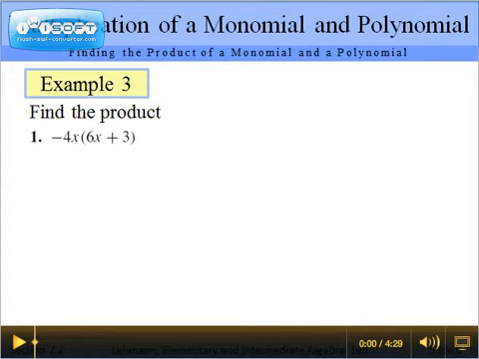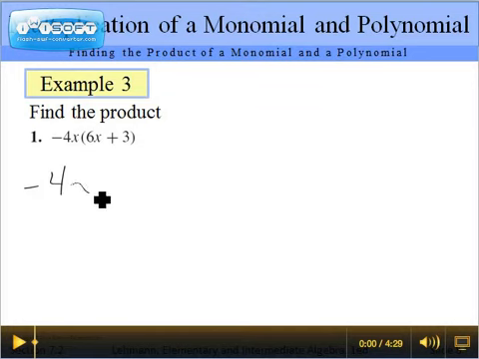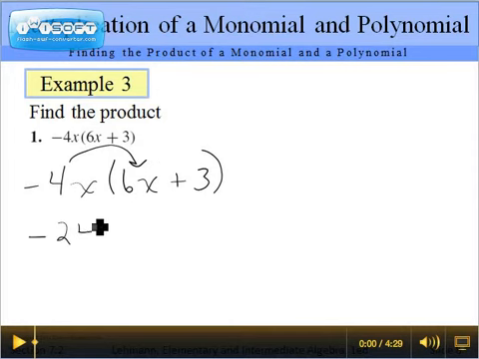Example 3. I want to find the product of negative 4x times 6x plus 3. So in order to find the product, I need to distribute the negative 4x through the parentheses. So I would have negative 4x times 6x plus 3. I would take negative 4x times 6x, so I would get negative 24x squared, and I would take negative 4x times 3, so I would have negative 12x.